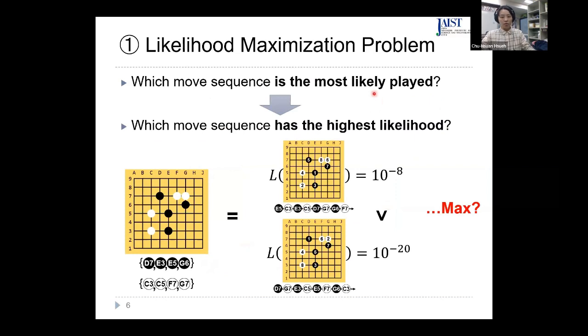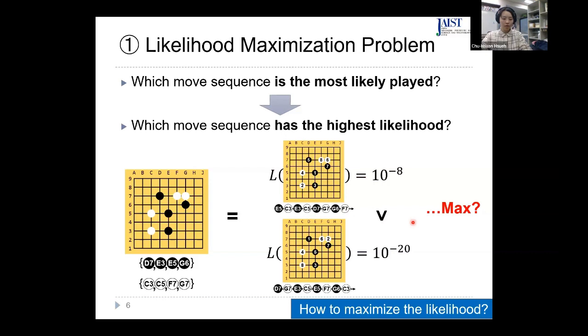So again, we want to find the most likely move sequence to be played. With our assumption, we transform it into another question. Given a stone arrangement, we want to find the move sequence with the highest likelihood. With some move sequence, we can calculate the likelihood, and some move sequences have higher likelihood than others. But ultimately, we want to know which is the maximum. So the next question becomes how to maximize the likelihood.